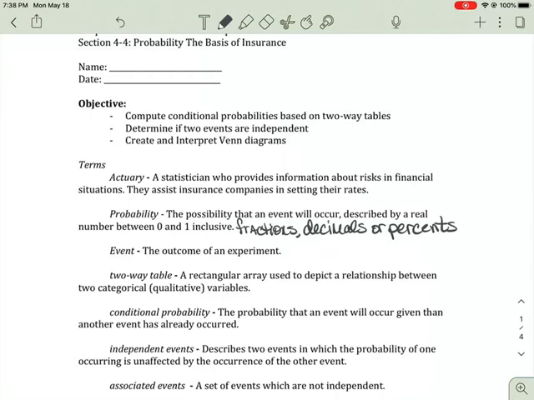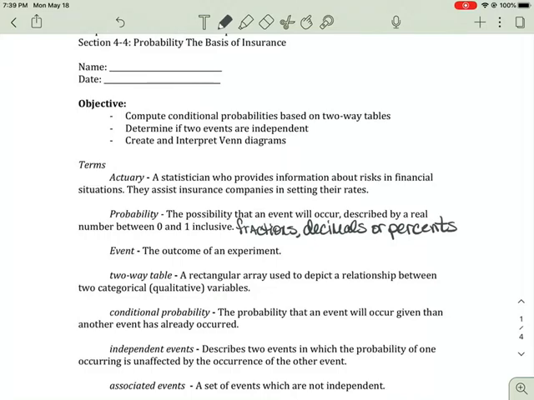Conditional probability is the probability that an event will occur given that another event has already happened. So basically, you can think of it as, what is the probability that I'm going to get in an accident given that I drive a pickup truck? Or what's the probability of getting in an accident and I'm female given the fact that I drive a Honda Civic? So those are the types of questions.